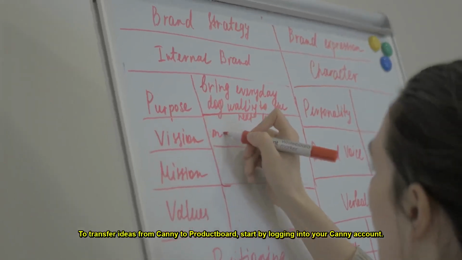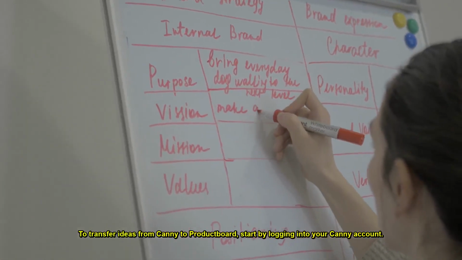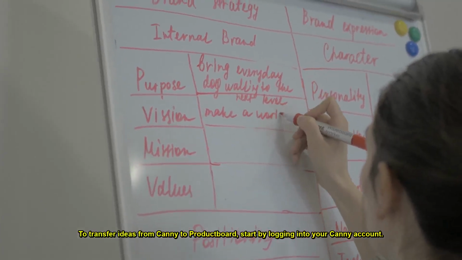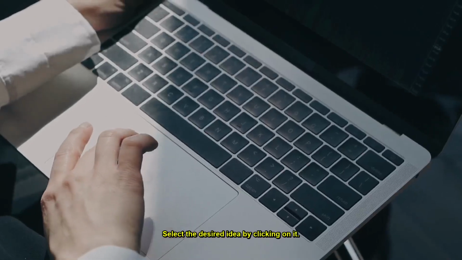To transfer ideas from Canny to Productboard, start by logging into your Canny account. Locate the ideas you want to transfer in your Canny dashboard. Select the desired idea by clicking on it. Once the idea opens, check for any relevant details such as comments and votes. Copy the idea title for easy reference.